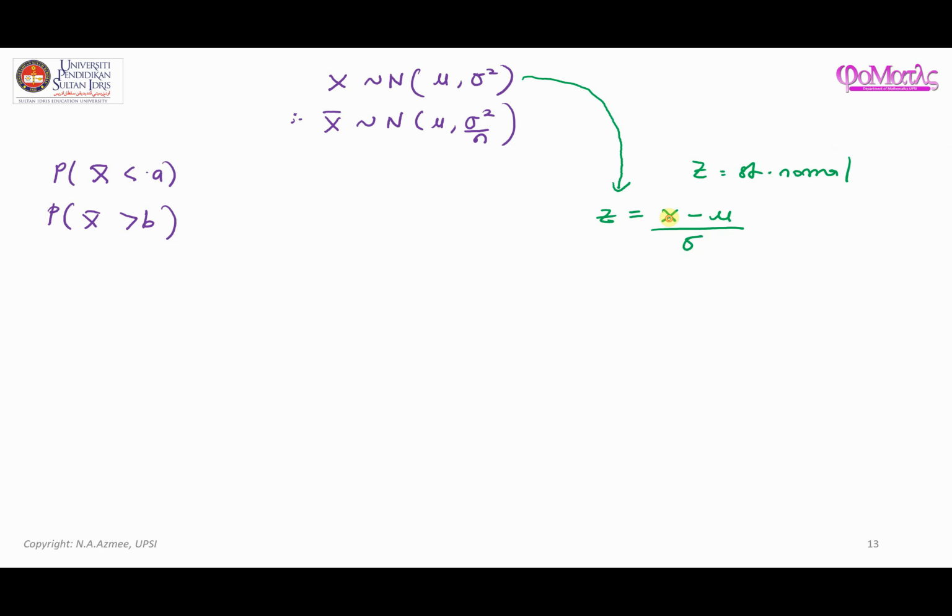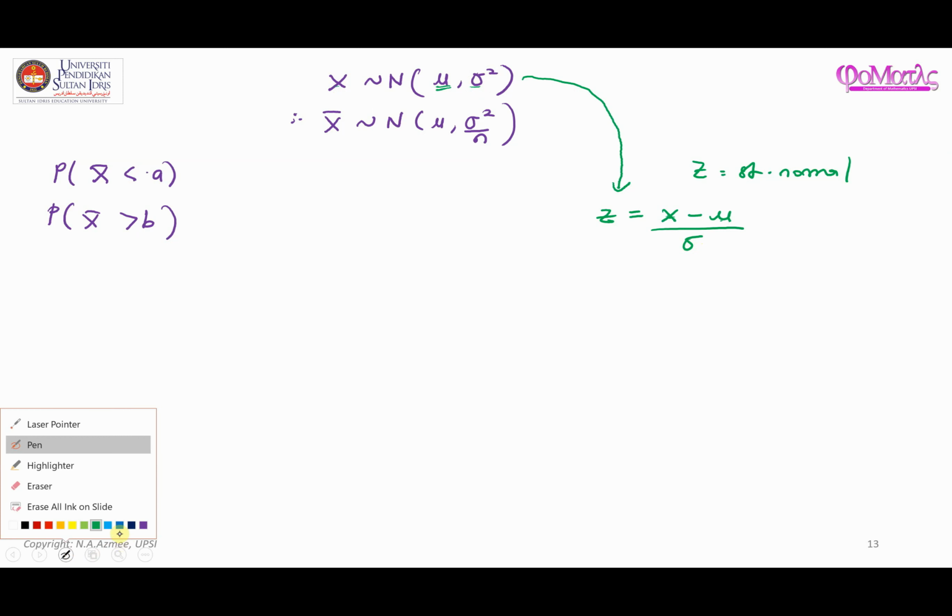So x here is the value of normal random variable. Mu here is related to the mean of x. And sigma here is the standard deviation of x, which is this guy here. Square root of sigma squared is sigma.